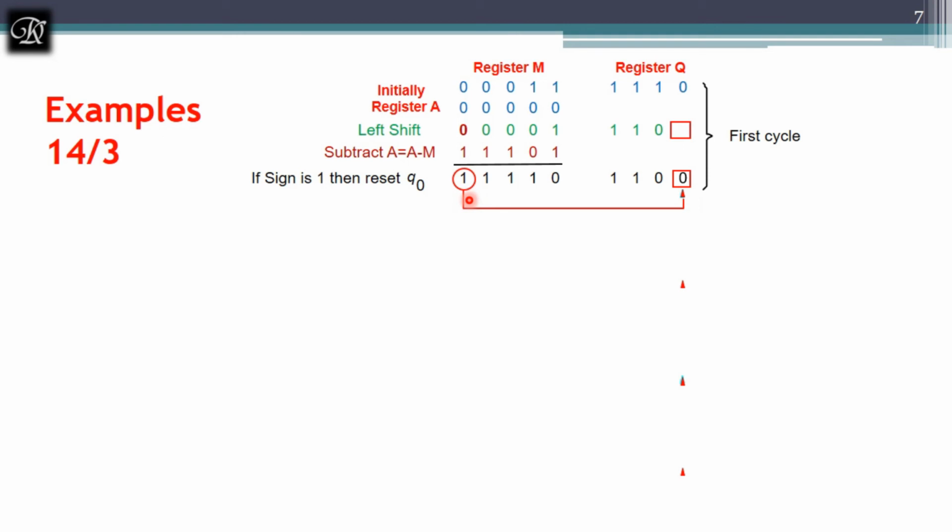Next, I am going to perform the left shift. Once I perform the left shift, the Q3 position 1 will be shifted to the A0 position, and now I got again 1 1 1 0 1 in A. So the sign bit is set to 1. When the sign bit is set to 1, I have to perform the add operation.